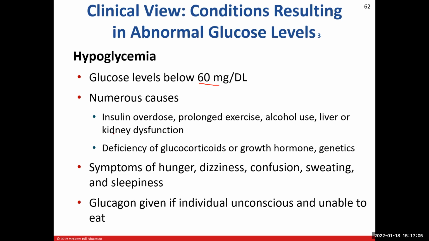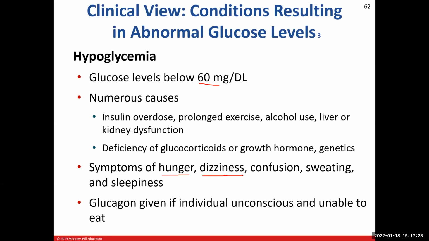So in these patients, obviously they're going to get hungry because we're depleting their nutrients. But they may also start to have dizziness and cold sweats.